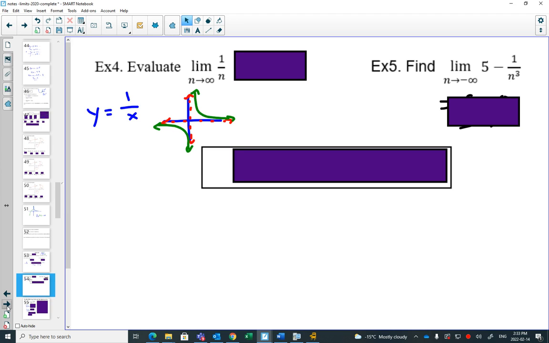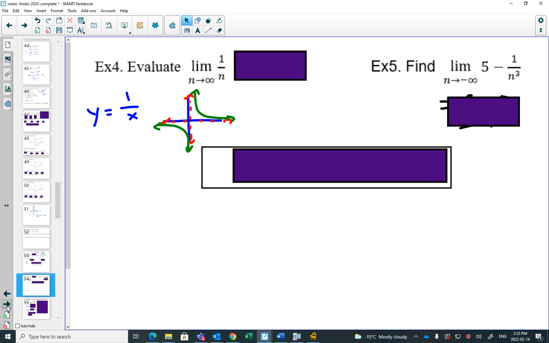And obviously, r equals 0. Anything to an exponent of 0 is equal to 1, then that one wouldn't work. So if you're looking at a 1 over x graph, and you're imagining the x values getting bigger and bigger and bigger, what does the graph start to approach? It gets closer and closer to 0.